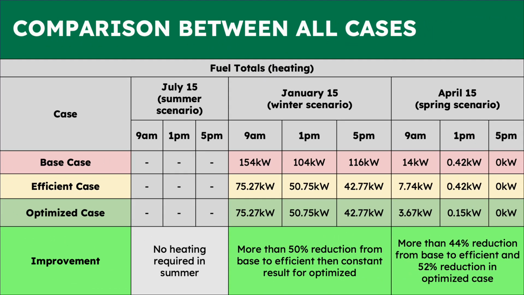July doesn't require heating as it is a summer month. The heat and electricity comparison for January 15 shows more than 50% reduction from base case to efficient case, then a constant result for optimized case. The heat and electricity comparison for April 15 shows more than 44% reduction from base case to efficient case and 52% reduction in optimized case.